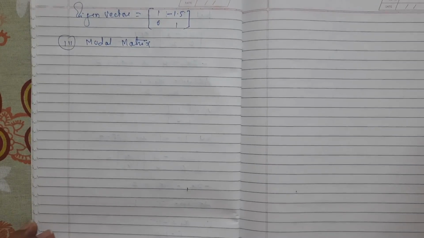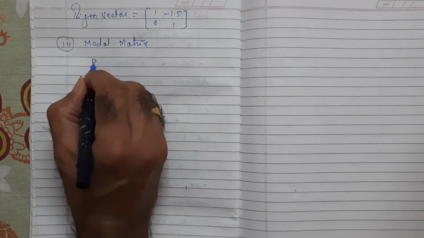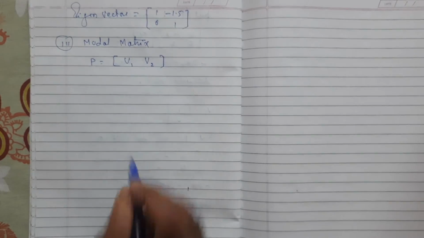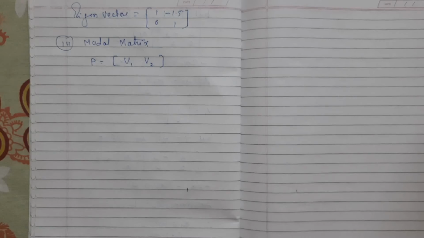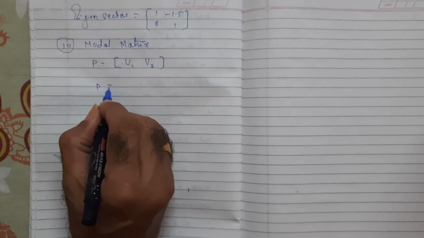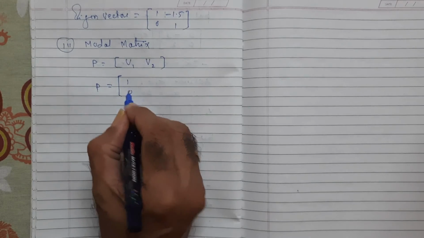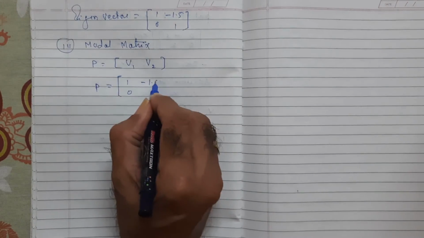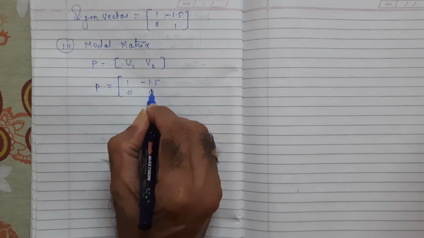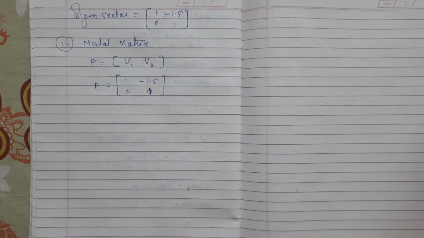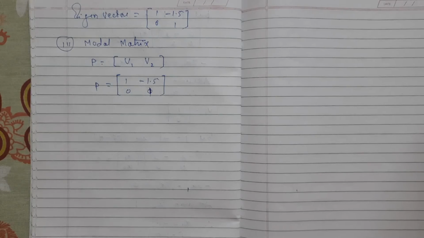Model matrix P is equal to V1 V2. So P is equal to, what is V1, that is 1 0, and this is minus 1.5 and here is 1, here 1 minus 1.5 and here is 1. So this is my P.